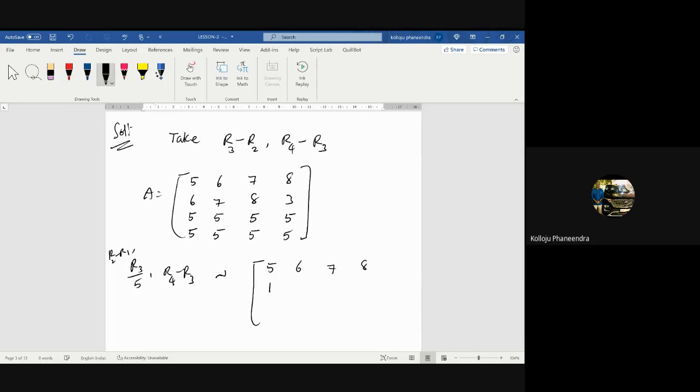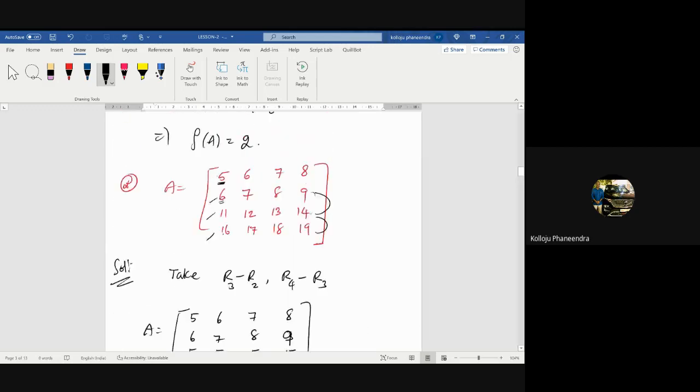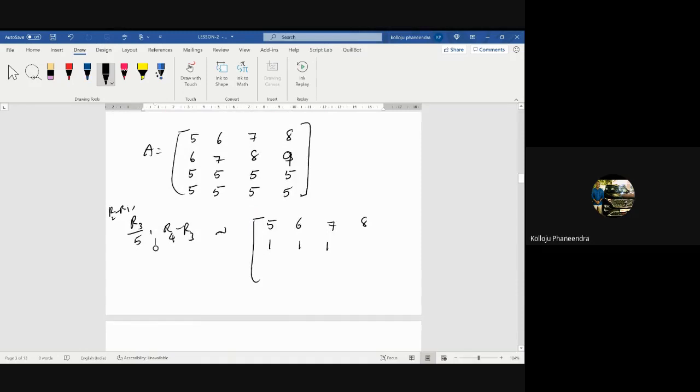R2 minus R1 means this is 1, this is 1, this is 1. And 5, 6, this is 9, no? Yeah, this is 9. This is 1. This is 1. And by 5, okay, no need of this. No need of these two. Now I can solve very easily. R2 minus R1 I have considered. So R2 minus R1 gives 5, 5, 5, 5.